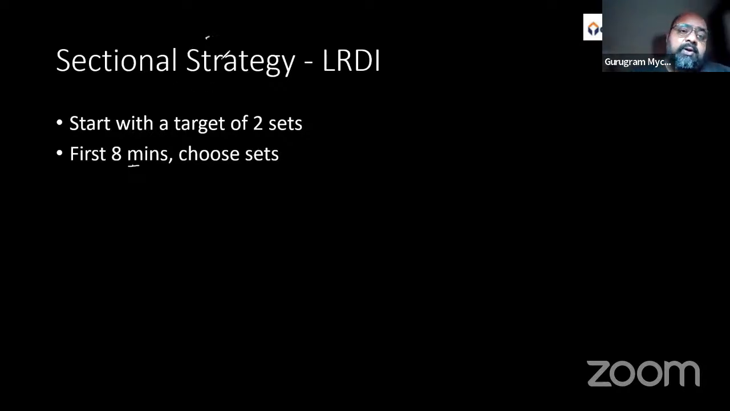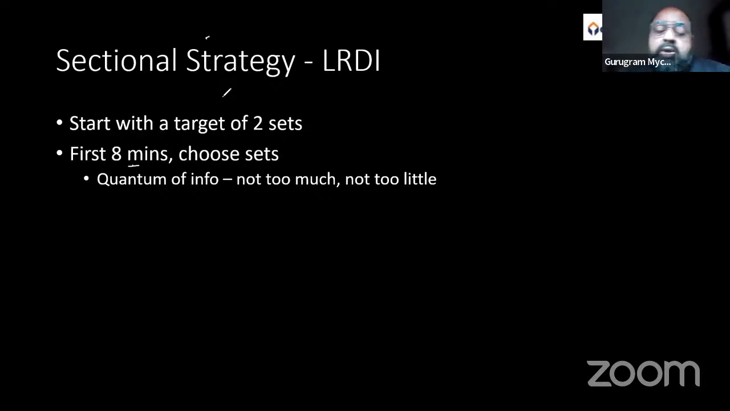Right? So, what kind of set are you looking at? Number one, the quantum of information. Typically, too much or too little information is a problem. If there are just 2 lines about the set given, that would be a problem because you have to figure out a lot of variables. If there are too many variables and too much information given, then again, arranging it becomes a problem. So ideally, the quantum of information should not be too much, should not be too little.